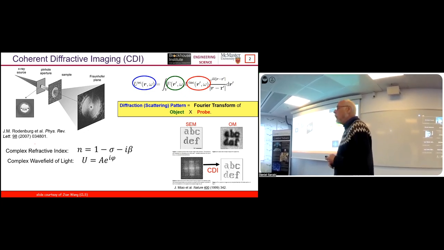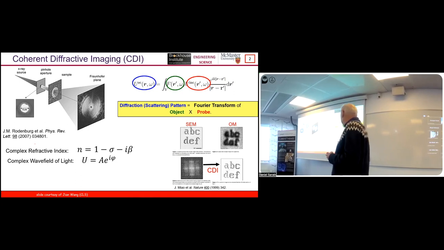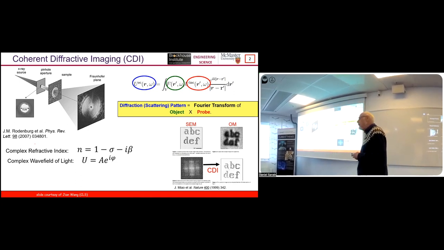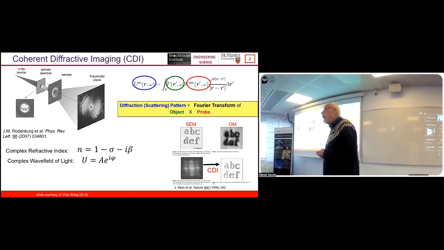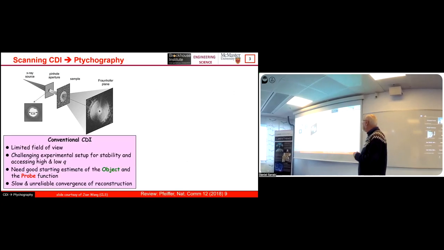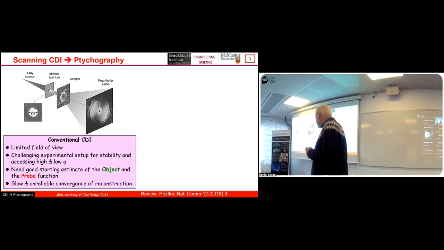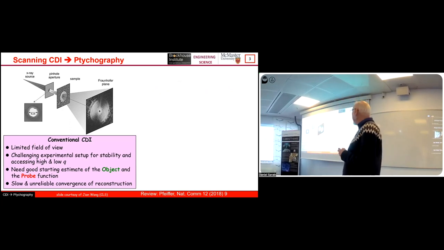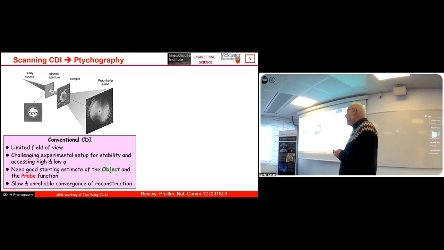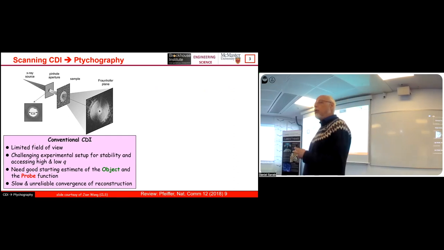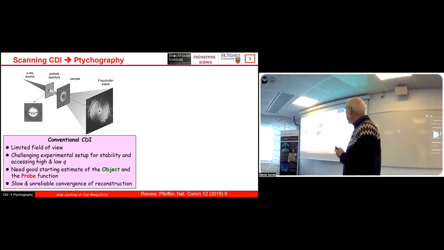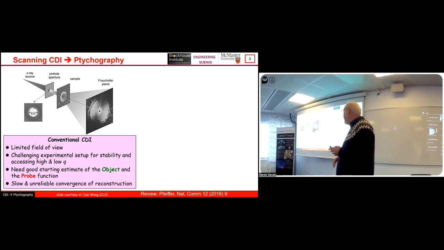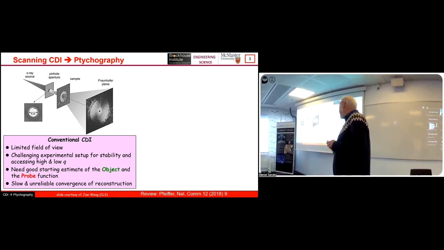And this goes back a long ways. Now, along with Janusz Kirz, Chris Jacobsen at NSLS-1 had some very early demonstrations that you could find ways to solve the phase problem. So the issue and the challenge of conventional CDI is that you basically are taking a single diffraction image and trying to determine properties of the probe and object from inverting that single image. It can be done. There's all sorts of fancy mathematical ways to do it, but in general, it's challenging.